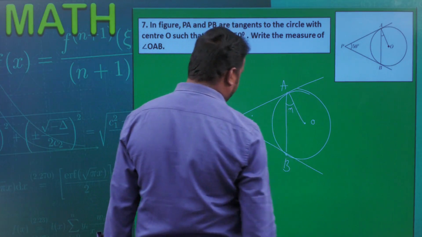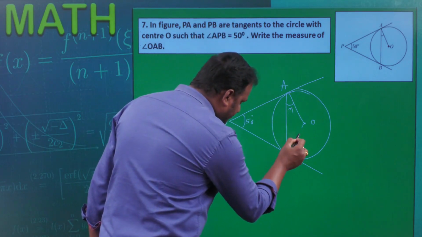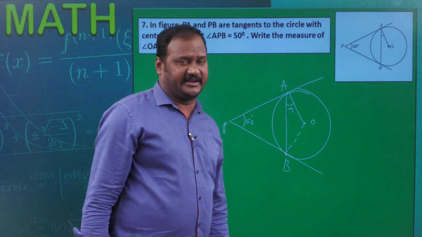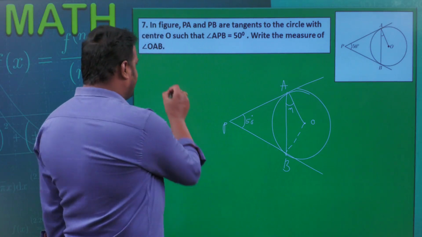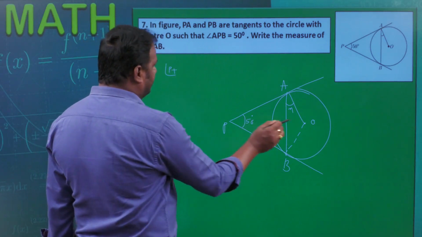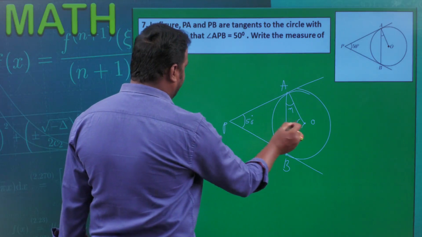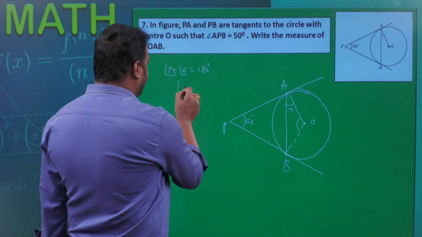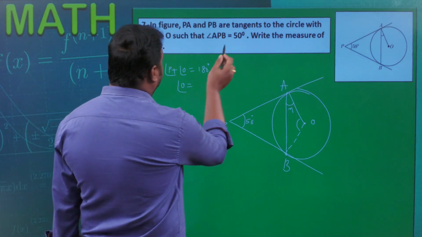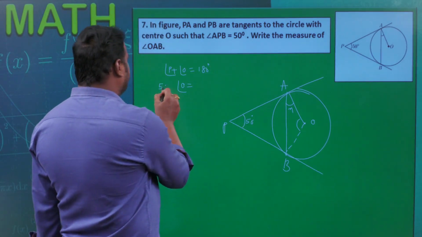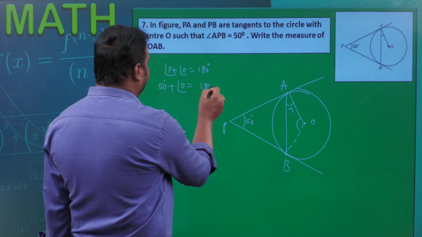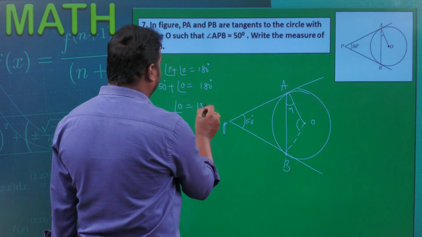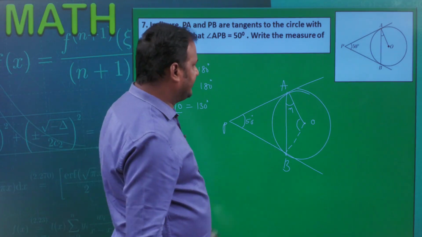So in order to find this angle, let us join this OB also. And we know that angle P plus angle O is equal to 180 as they are supplementary angles. Angle O is nothing but AOB, this angle. Angle P is how much? 50 degrees. So 50 degrees plus angle O is equal to 180 degrees. Therefore, angle O is equal to 180 minus 50, which is 130 degrees. So this angle is 130 degrees.